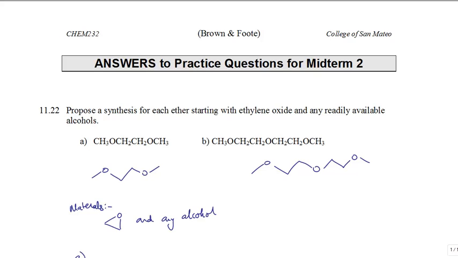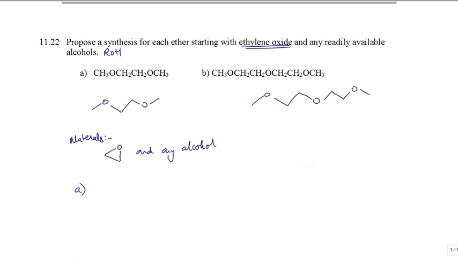Okay, so 1122, what we need to do is to make compounds A and B using ethylene oxide. Oh, and that's nice, any alcohol we'd like. So let's start with A. There's the ethylene oxide and any alcohol. Now let me switch color.